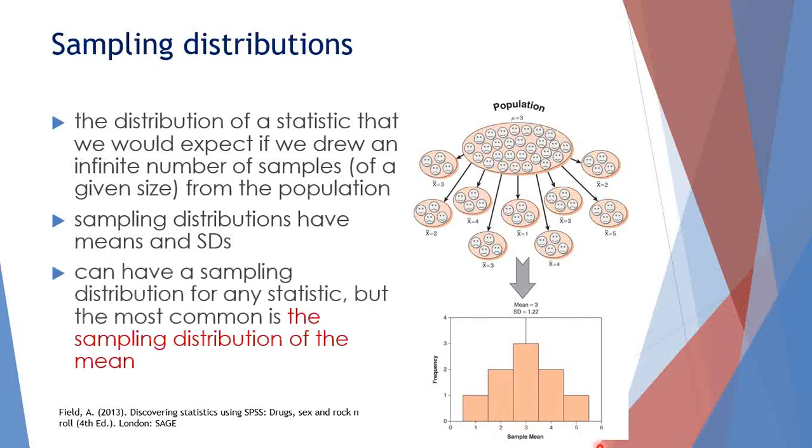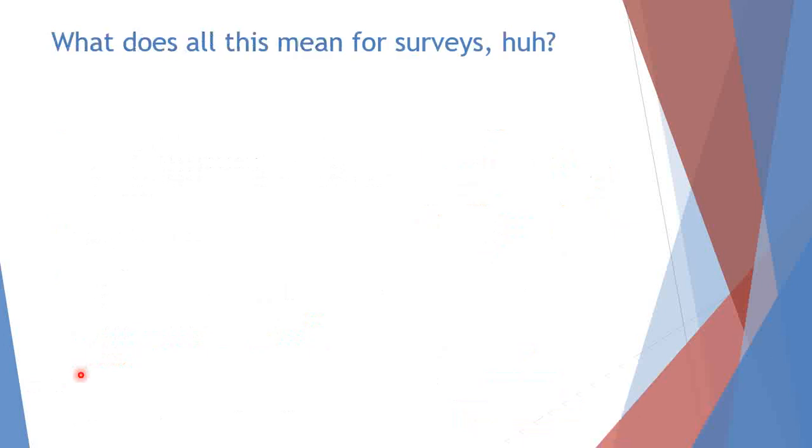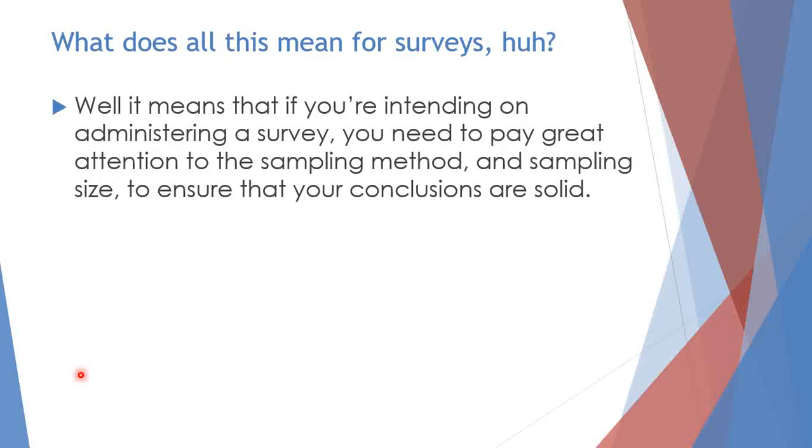Alright, okay, so the sampling distribution can apply to any statistic. The most common is the sampling distribution of the mean. What's this all mean for surveys, huh? I didn't sign on for a stats course. Well, it means that if you're intending on administering a survey, you need to pay great attention to the sampling method and, to a lesser extent, the sample size to ensure that your conclusions are solid.